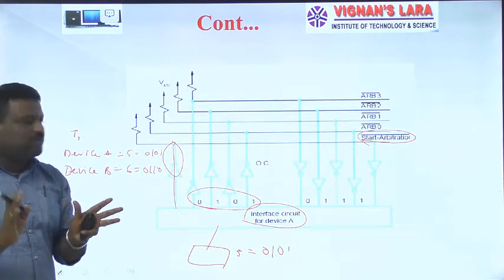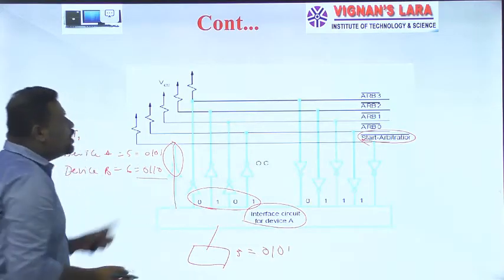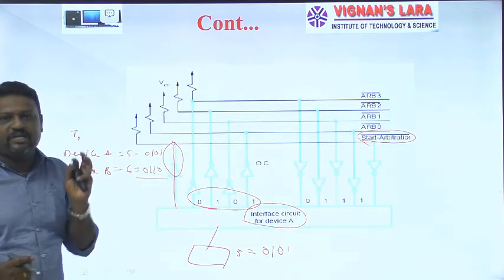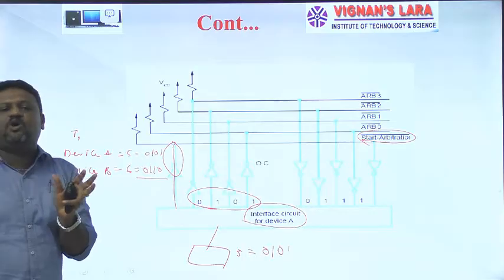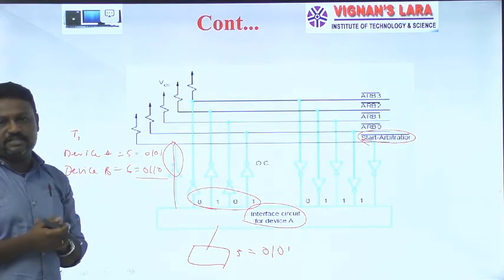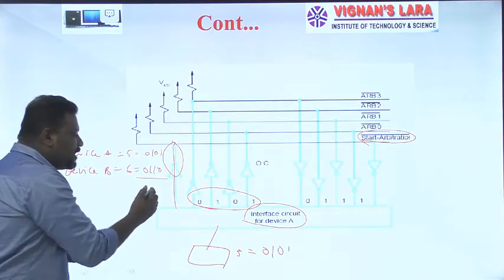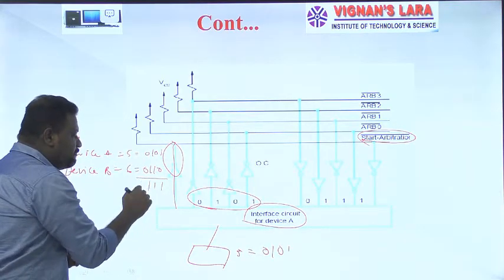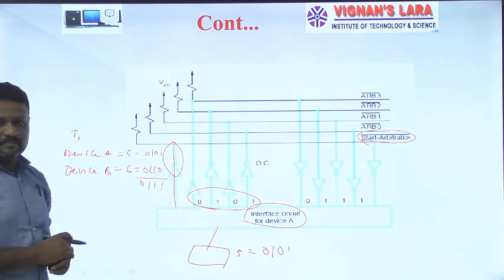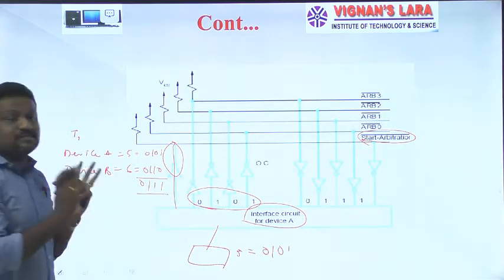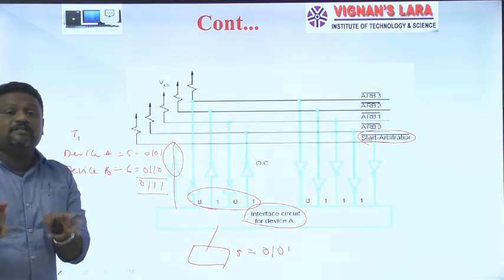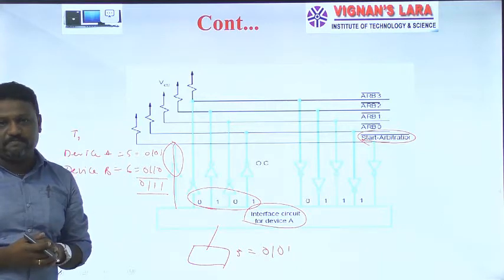Then what happens is, immediately, a logical OR operation is performed over the values present on these arbitration lines. That means we are doing a logical OR between these two. Then what happens? 1, 1, 1 and then 0. This is the outcome of the logical OR after sending all the devices their identification numbers.